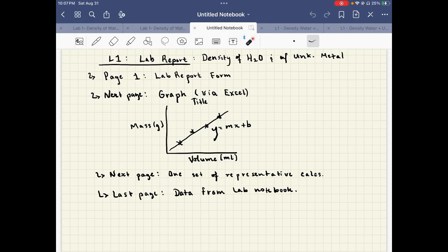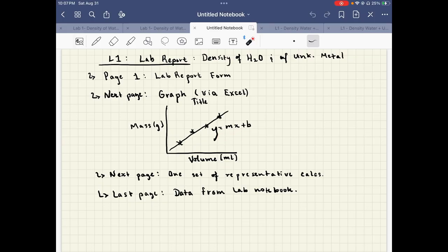Some of the components that you need are a title and axis labels. For this one, the y-axis is going to be mass, and of course you need the units in grams. And then you also need a volume axis, which will be your x-axis. You need the label for that, as well as the units. And in Excel, or whatever else you're using for computer generation, you're going to add something called a trend line.